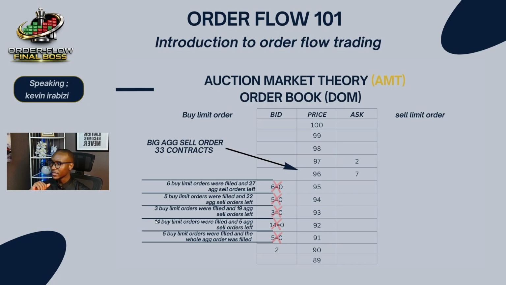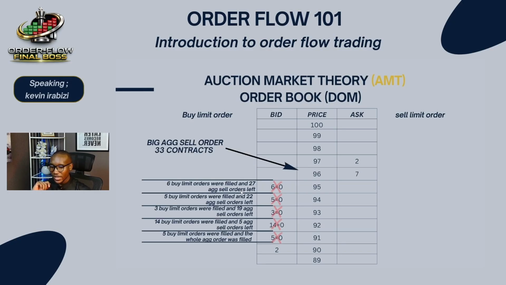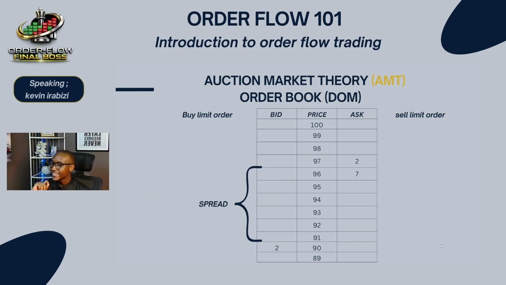So right here we see 14 buy limit orders were filled and 5 remained from the aggression. So 5 limit orders all were filled and 0 remained. So the whole aggressive order with 33 contracts got filled at price level 91. So that means this big aggressive seller that we have right here got filled in at price level 91, even though he placed his order at price level 97.